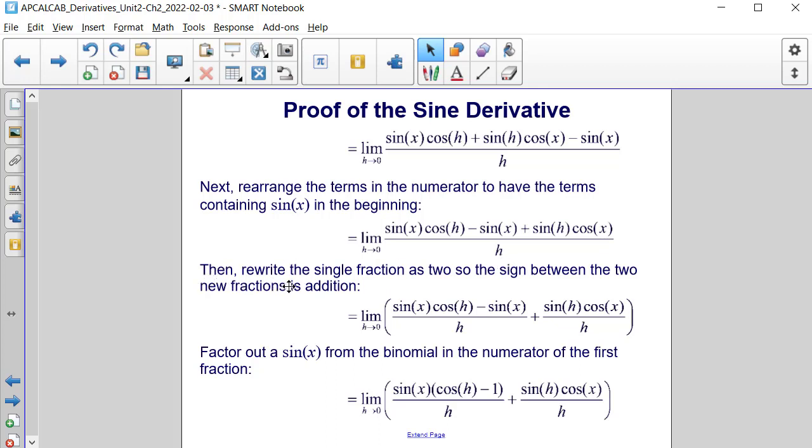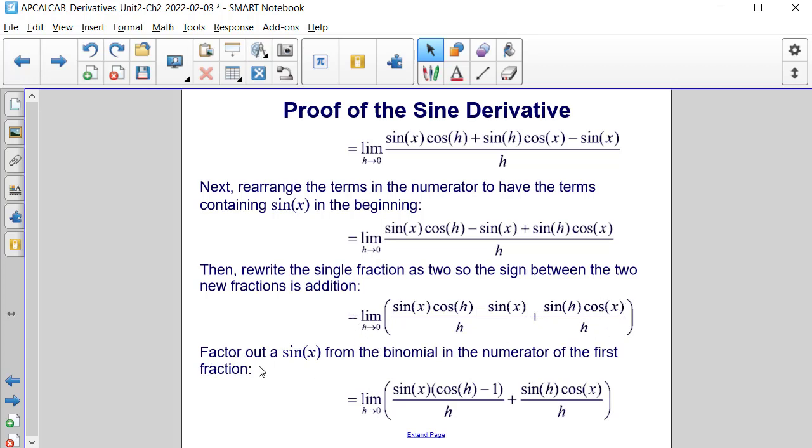Then rewrite the single fraction as two, so the sign between the two new fractions is addition. So where the addition sign is in this long numerator, that's where we break it apart. So we have the sine of x cosine of h minus sine of x all divided by h plus sine of h cosine of x divided by h, and we're finding the limit of this whole thing as h approaches 0.